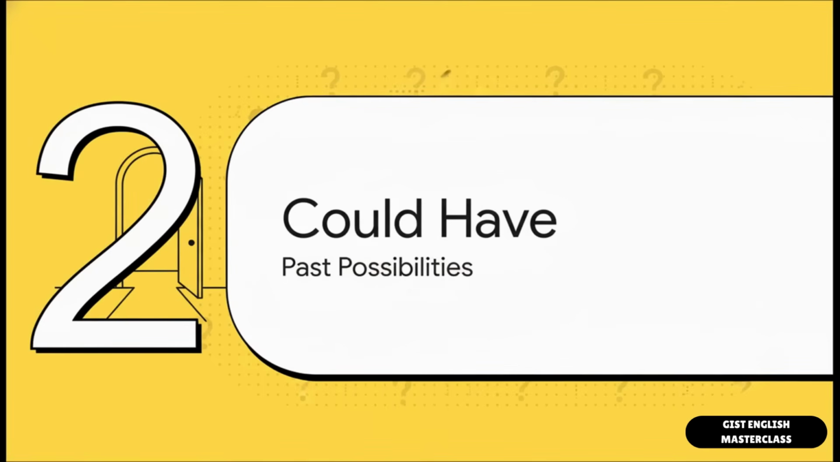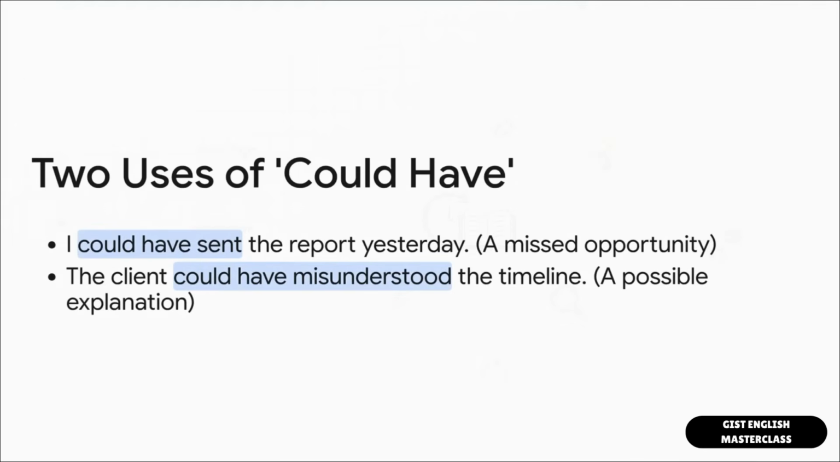Okay, moving on to our next one, could have. This one is all about past possibilities. Imagine there was a door, wide open. An opportunity was just sitting there, but nobody walked through it. That is could have. Now, could have kind of has two main flavors. First, it can show a missed opportunity. Like, I could have sent the report yesterday. This means, hey, I had the chance to do it, but for whatever reason, I just didn't.